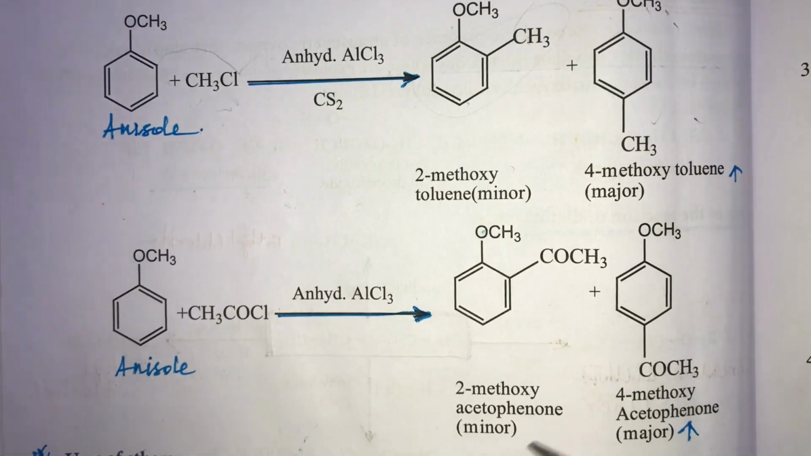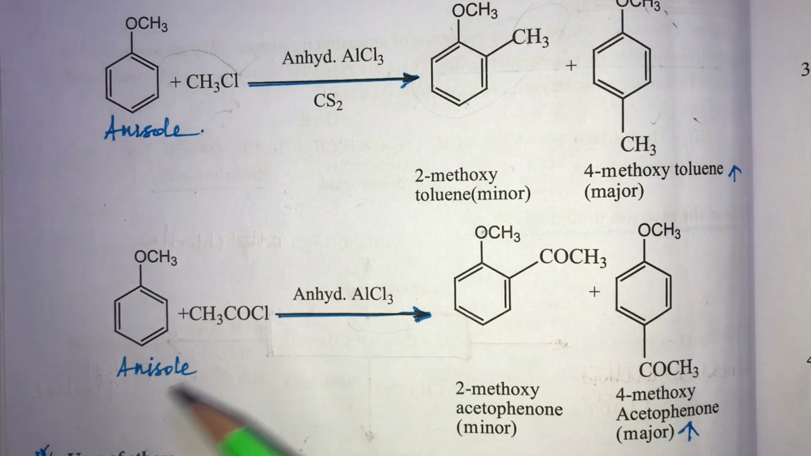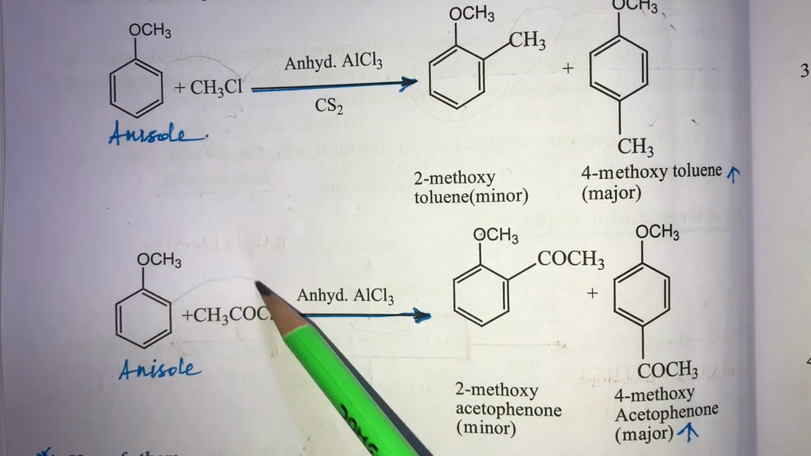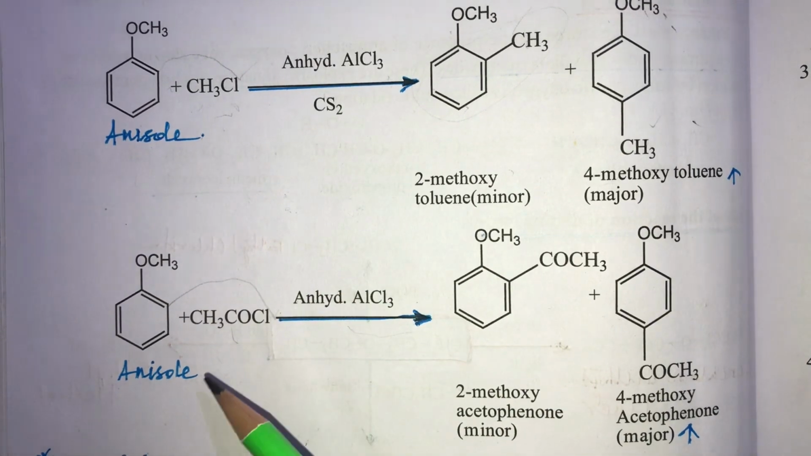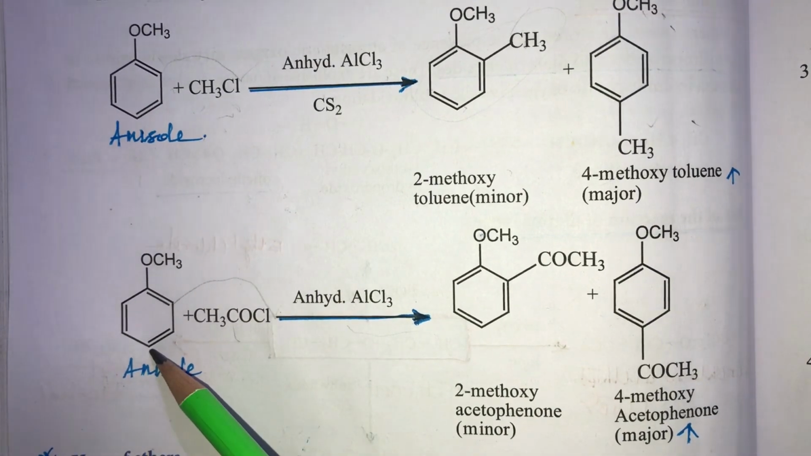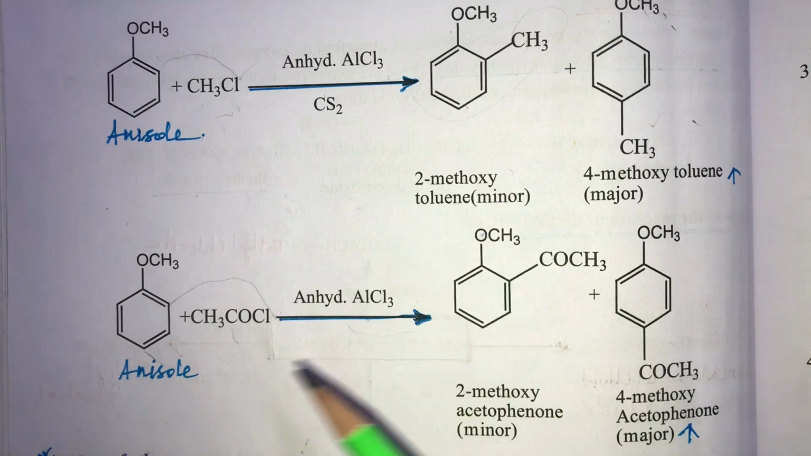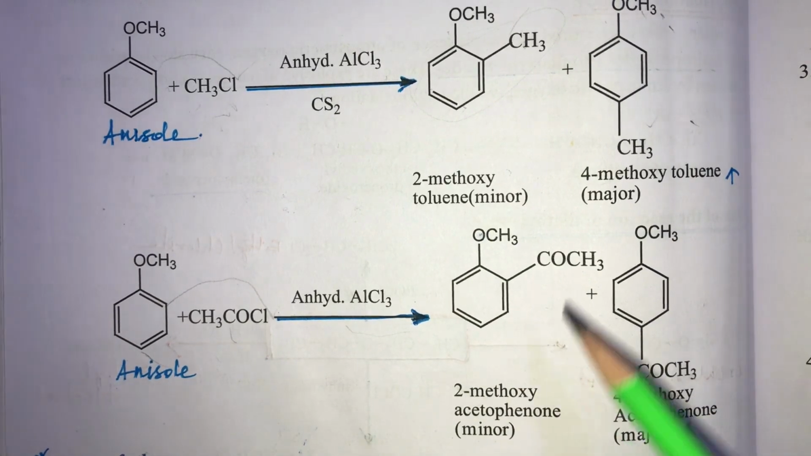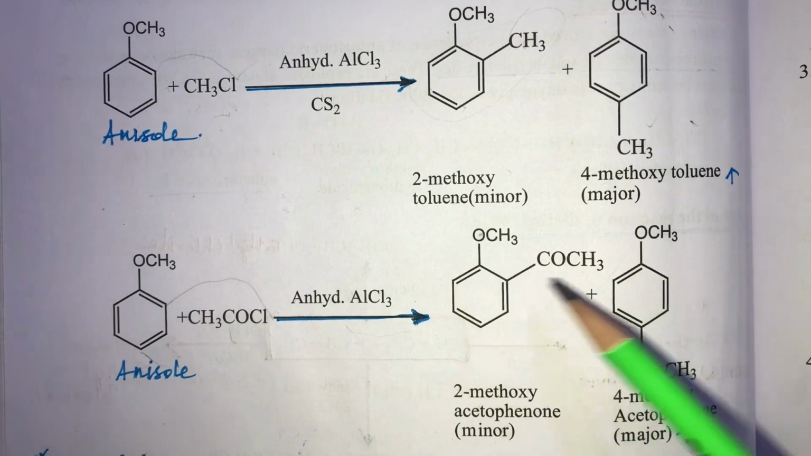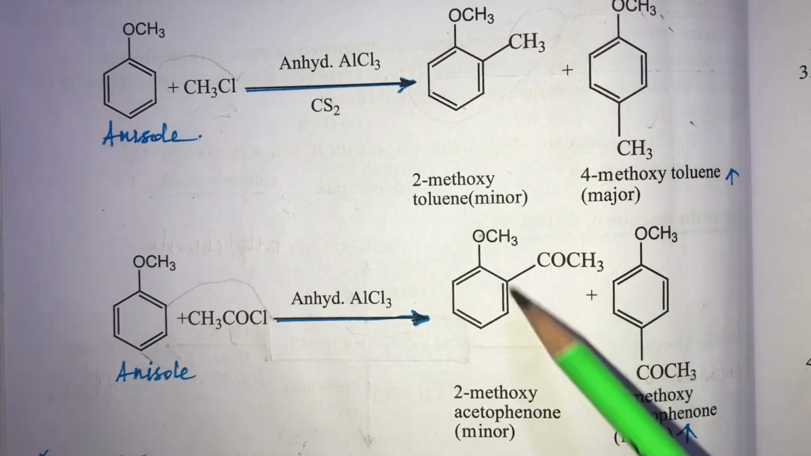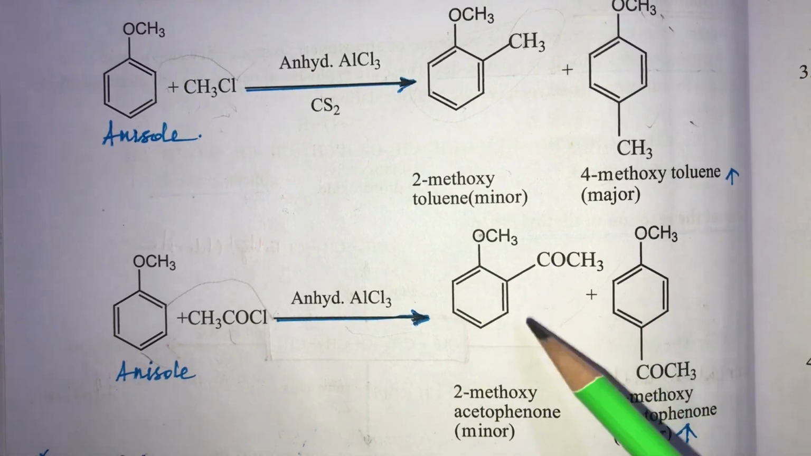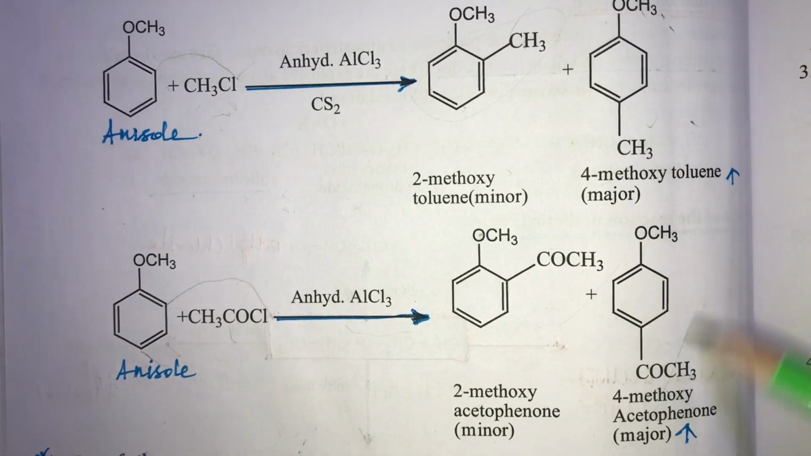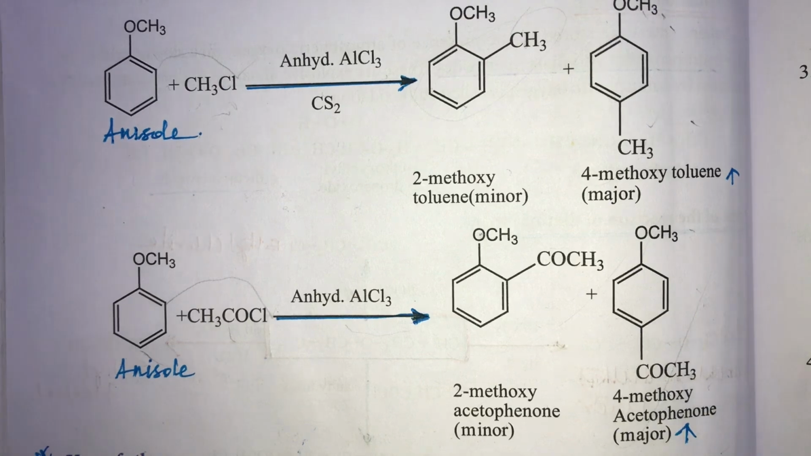Next is acylation in the presence of anhydrous aluminum chloride. Here the acetyl group gets substituted. H and Cl react and are removed as HCl. So ortho isomer and para isomer are formed: 2-methoxyacetophenone, the minor product, and 4-methoxyacetophenone, the major product.